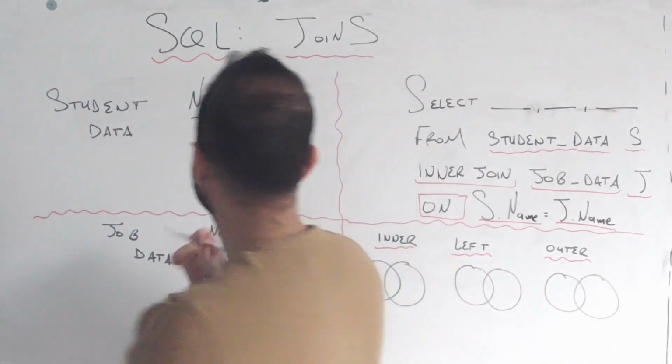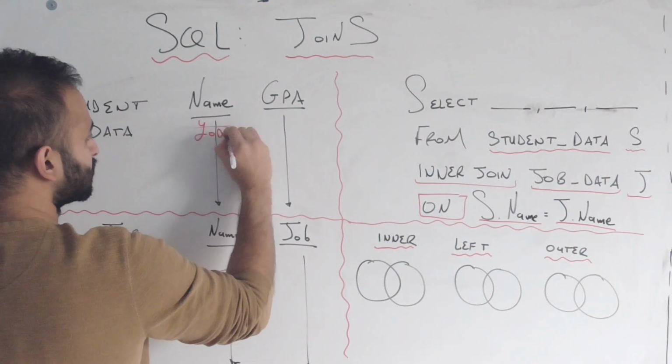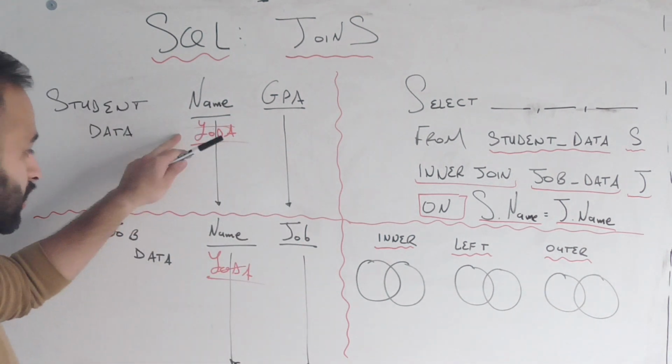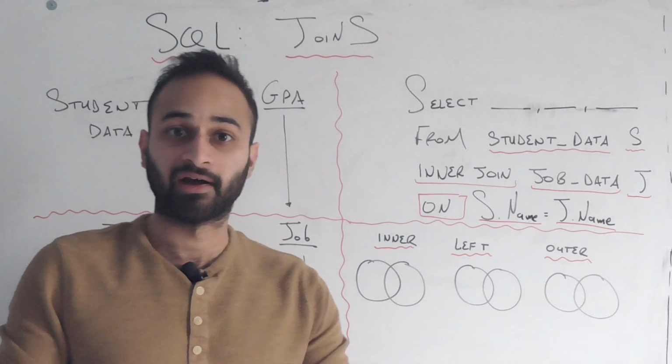So now, let's say we have a student named Yoda in both cases. If we have a student named Yoda here and a student named Yoda here, SQL will say, aha, I got a match.